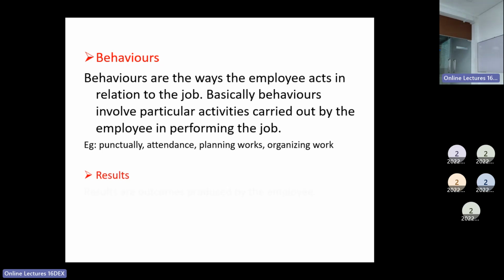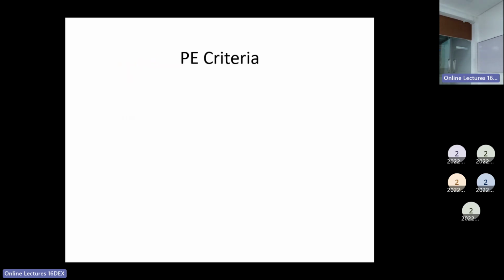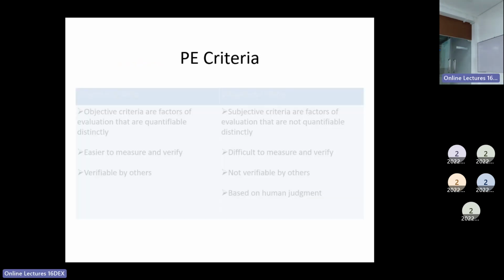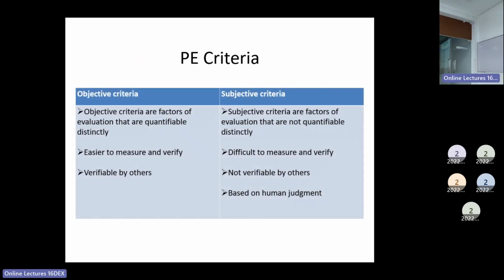Finally, result criteria. Employers are more happy to use this. Results are the outcomes produced by the employee: number of units produced, number of units sold, number of customers created, etc. Okay, this is result criteria. Criteria can be divided into two groups as we discussed: objective criteria and subjective criteria.